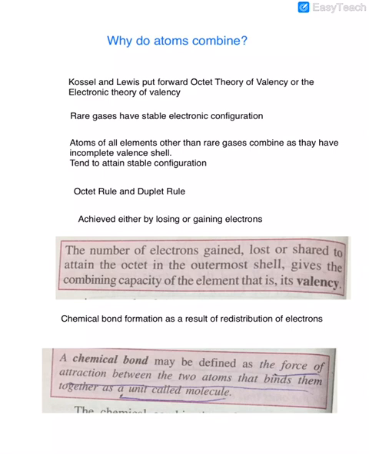So the number of electrons gained, lost or shared to attain the octet in the outermost shell is the combining capacity of the element, that is valency. As a result of redistribution of electrons, a force of attraction develops between the atoms. Now by this time you might have understood how sodium chloride is formed. This binds them together to form a molecule. So this force is known as chemical bond.